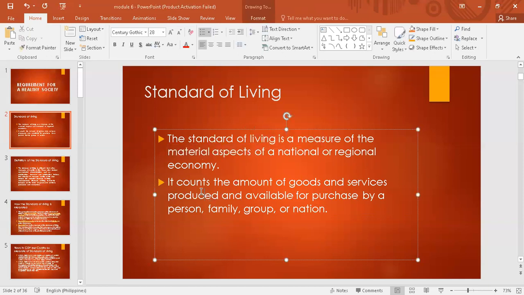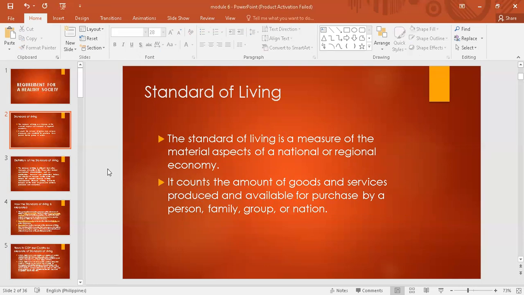So yung material aspects na to, we are counting here the amount of goods, the services that is being produced, and it's not only produced, it is available for purchase by a person, a family, a group, or a nation. So pag sinabi nating amount of goods and services, for example, sa Philippines, gaano karami ang available na mangoes that farmers produce? Gaano kadami ang rice that farmers produce? Gaano kadami ang TV, ang mga gadgets, what else?